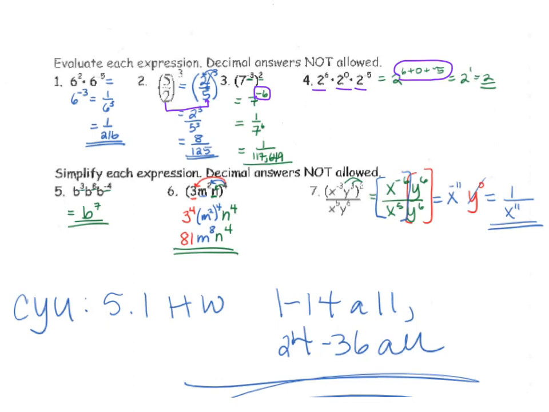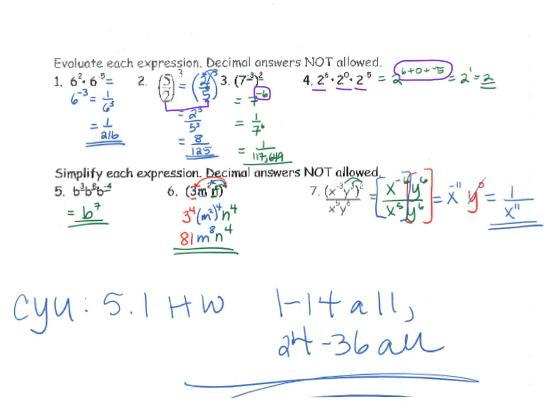Down below, we have combinations of numbers and variables with different types of exponents. In question 5, all the bases are the same, kind of like question 4. So we added the exponents together. 3 plus 8 minus 4 gave us b to the 7th power.